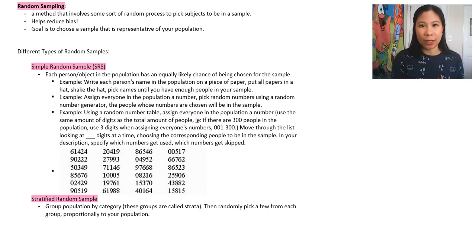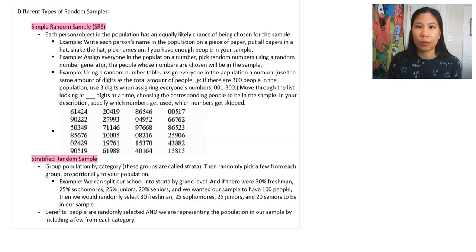So out of our 9th graders, we would randomly select whatever makes up 30% of our sample size. And then we would pick however many people would make up 25% of sophomores, and then randomly select whatever would make up 25% of our juniors, and then however much 20% of seniors would be to make up the composition of our sample itself.